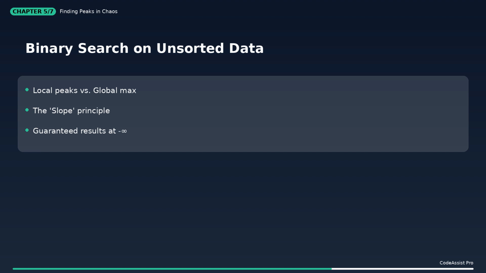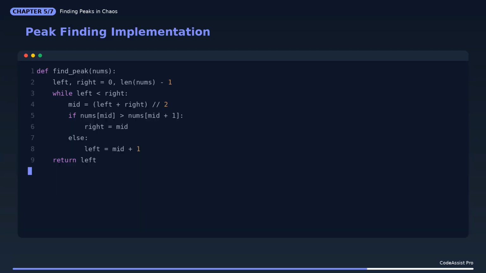Notice we use left < right here. This is because we are narrowing down to a single point rather than searching for a specific value. It's elegant, fast, and highly efficient.